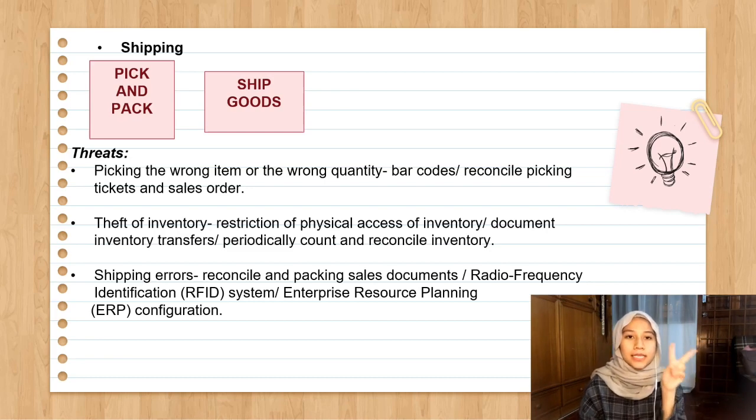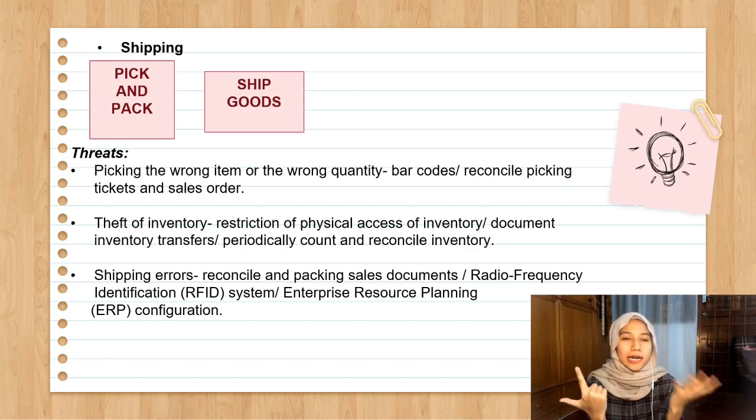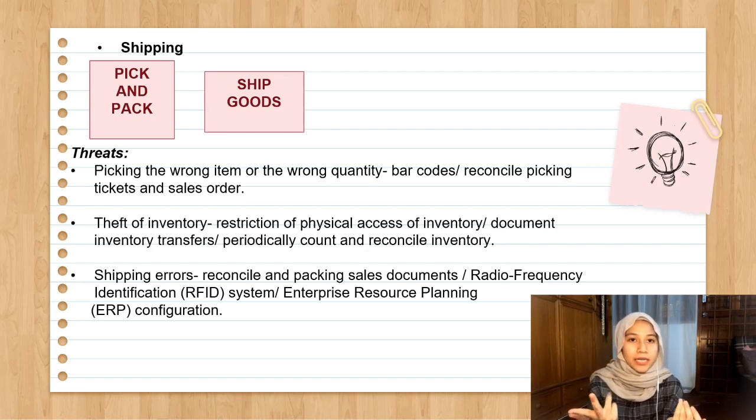The second threat is theft of inventory. We can prevent it by restricting physical access to inventory, documenting inventory transfers, and periodically counting and reconciling inventory. The third threat is shipping errors. We can prevent it by reconciling and packing sales documents, radio frequency identification, which is also known as RFID system, or enterprise resource planning configuration.